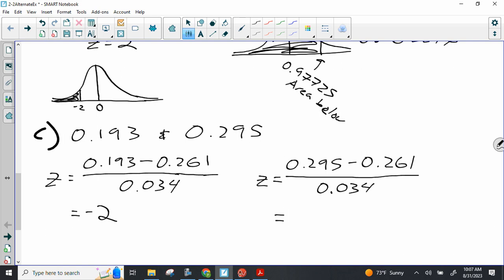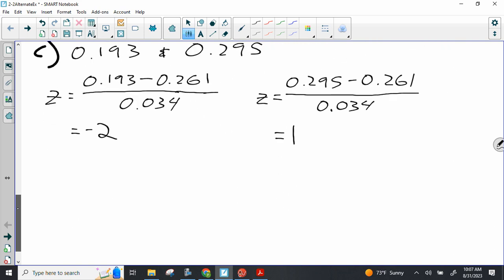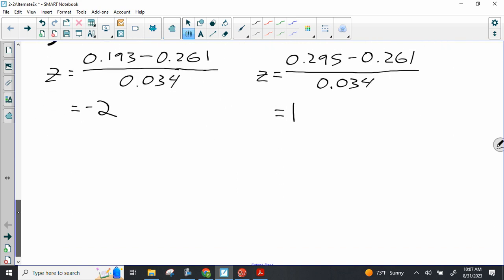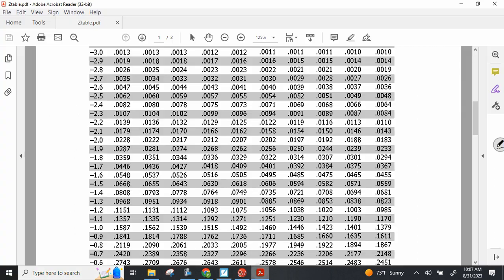And 1. All right, so we know that the value of 0.193 is 2 standard deviations below the mean, and that the value of 0.295 is 1 standard deviation above the mean. Let's go ahead and use a z-table to find an area that corresponds with this. So we'll have an area for this one, and we'll also have an area for this one. Let's try -2 on our z-table. There it is.